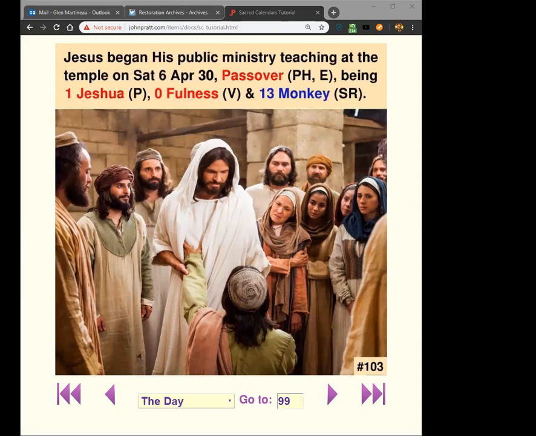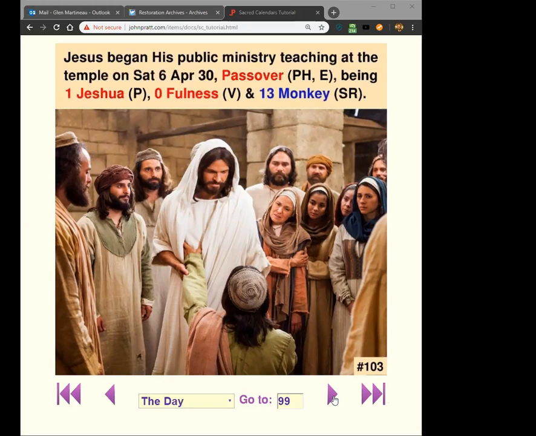Okay, number 103. Jesus began his public ministry. Now we've had that. He began it on a holy day. We've had it on the Enoch calendar. It was on the priest calendar. We talked about a holy day, and it was on fullness on the Venus calendar. And it's a holy day on the sacred round calendar. So I hope you get the idea. We're getting multiple witnesses here.